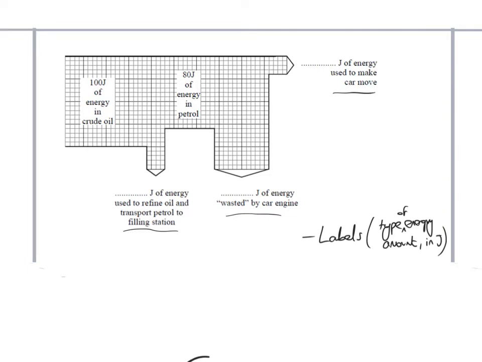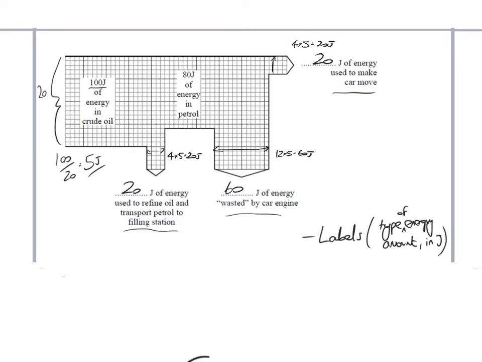Now, we're told that we've got 100 joules of energy to start with, and there are 20 squares here, okay, which means that every square is worth 5 joules. Before I continue, have a go at filling in the 3 gaps on the Sankey diagram. Answers in 3, 2, 1. Okay, you can see I've worked those out. We can see that this is 4 squares across, this is 12 squares across, and that's 4 squares across. All these energies, 20 plus 60 plus 20, also add to the 100 we started with.